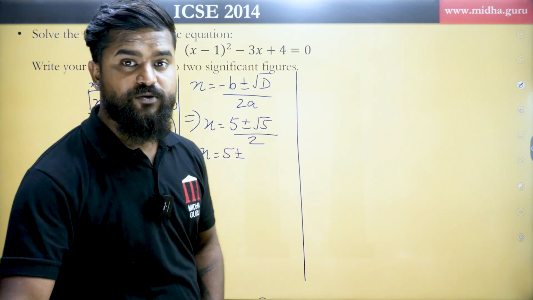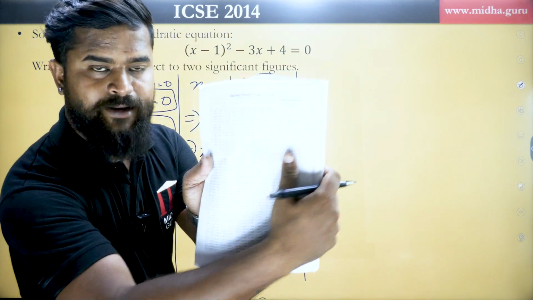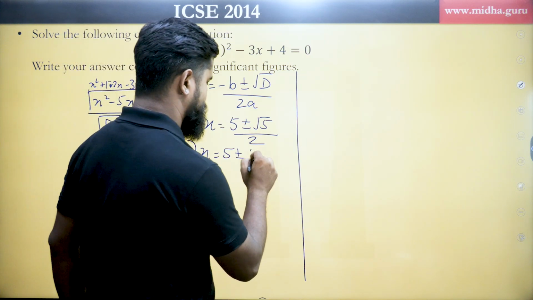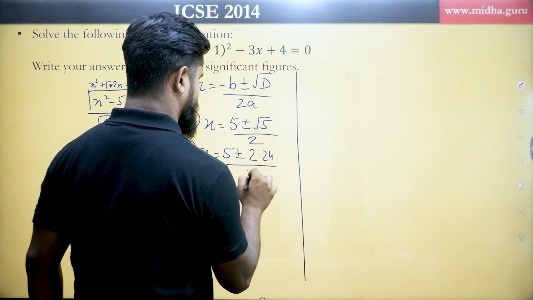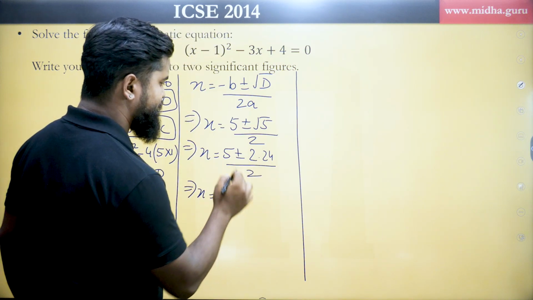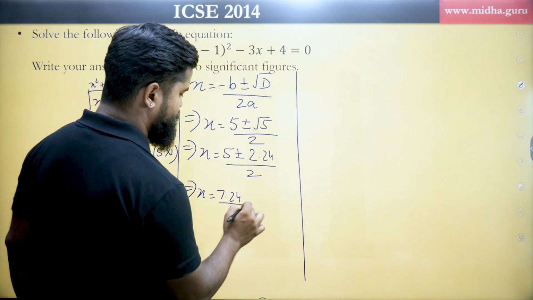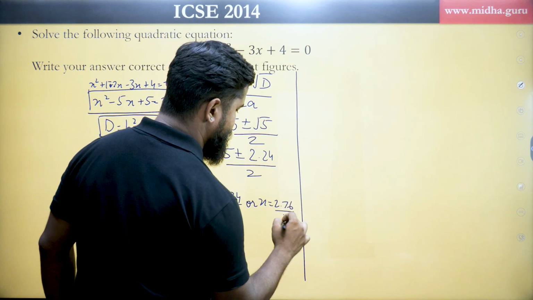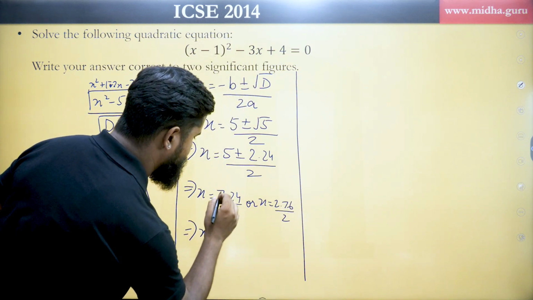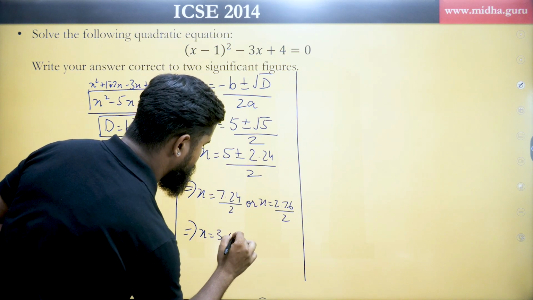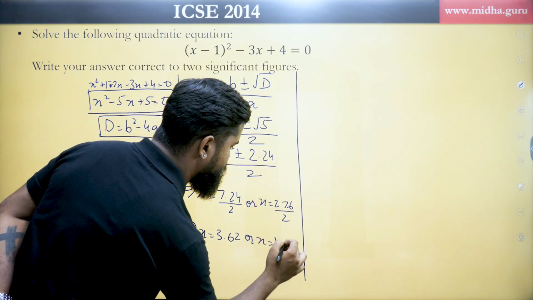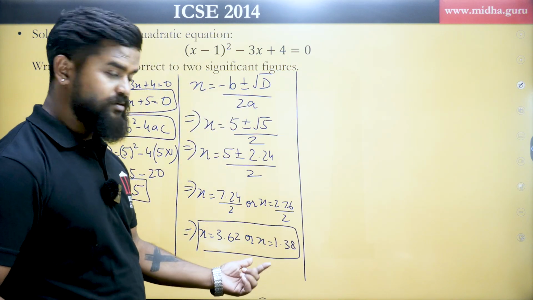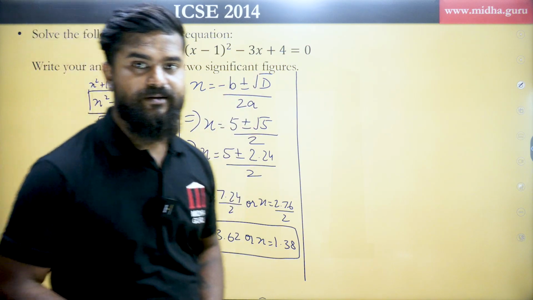For the root of 5, I go to my square root tables, that is from 1 to 10. Now I get the square root of 5 is 2.24 divided by 2. So x is either equal to 5 plus 2.24, which is 7.24, or x is equal to 5 minus 2.24, which will be equal to 2.76 by 2. So x will either be equal to 3.62 or x will be equal to 1.38. So these will be the solutions for the given quadratic equation.